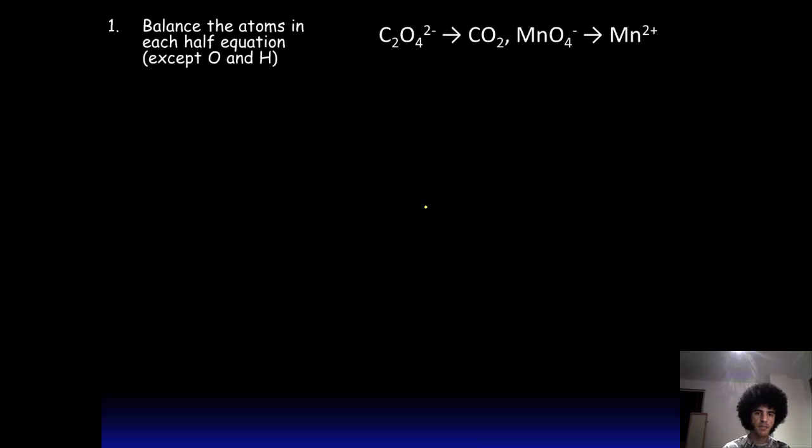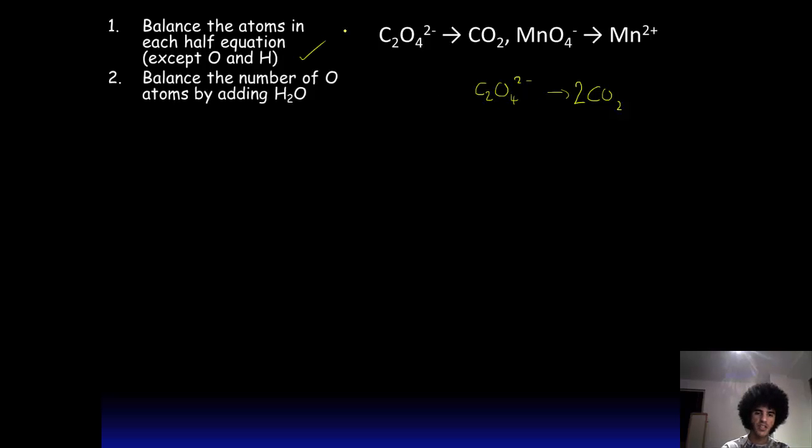Let's try another one. I've now got a slightly trickier proposition here, and I'll explain why in a moment. It says balance the atoms in each half equation except O and H. Now, what I've got here is C2O4 2- making CO2. The first thing I need to do is balance them out. You can see that I've got 2 carbons here, only 1 there, 4 oxygens here, only 2 there. The best way of making this balance is by adding a 2. So that's the atoms balanced.